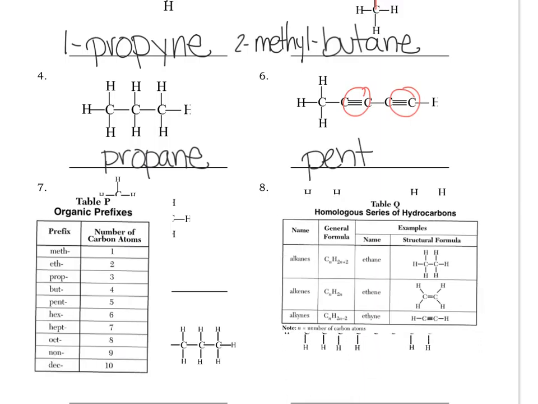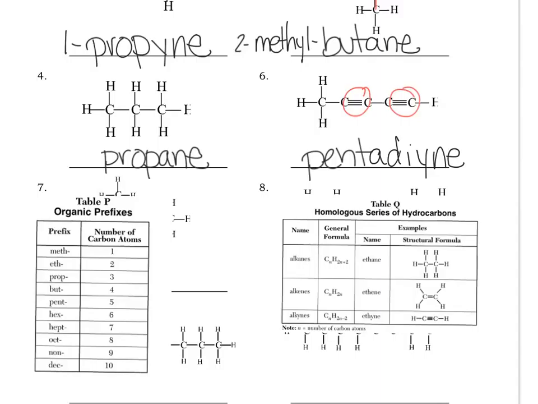When you have triple bonds, you're going to say YNE. But when you have multiple of these triple bonds, we always put a di in front of that ending. So we're actually going to say pentadiene to say that there are 2 of those triple bonds.